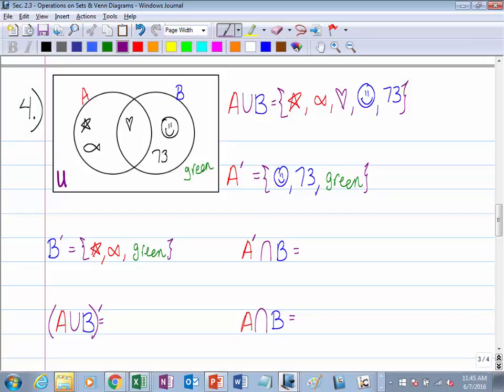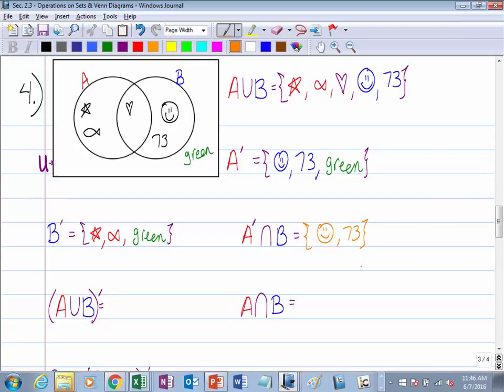The U is not an element of anything. It's just there to tell you that this box is the universal set. I guess maybe I should put it outside the box. Maybe that would help. All right, so then A prime intersected with B. Those are the things that are not in A, but they are in B. So that is the smiley face and 73. And then the complement of A union B is everything that's not in the union, so the only thing is the green. And then the intersection is just the heart.